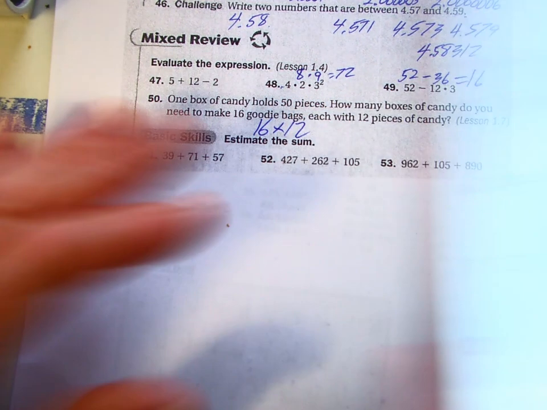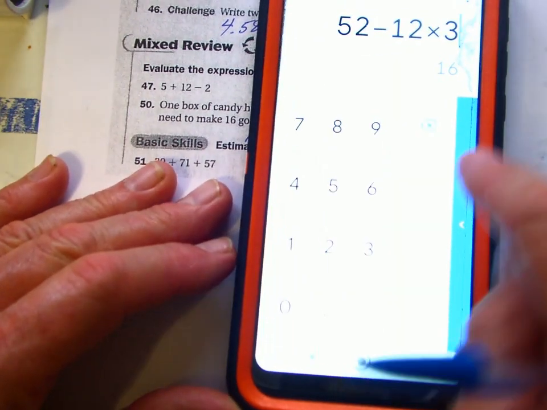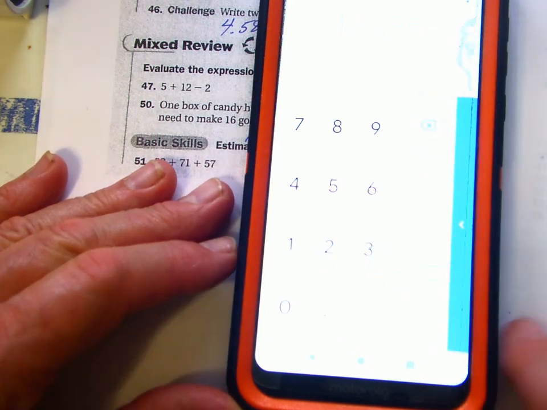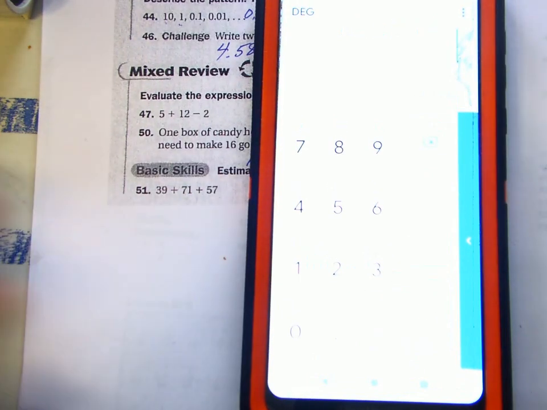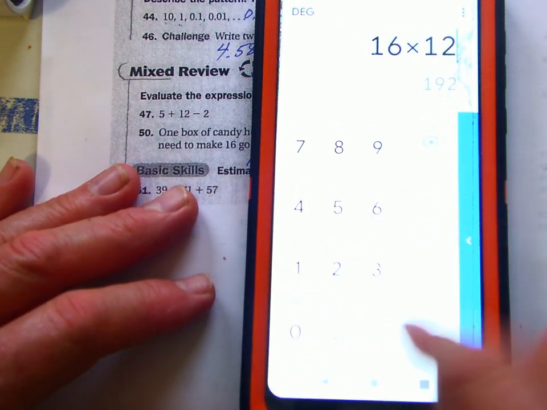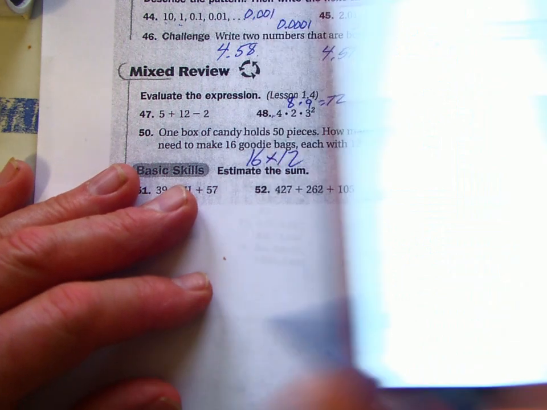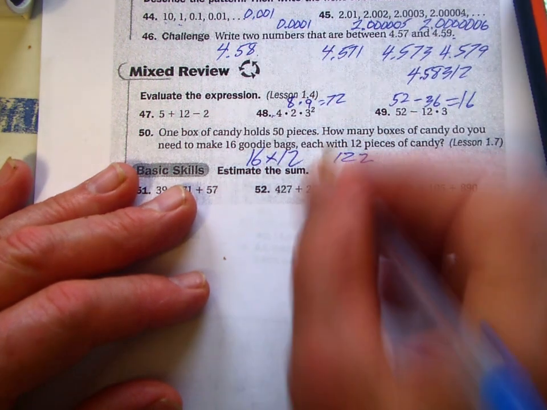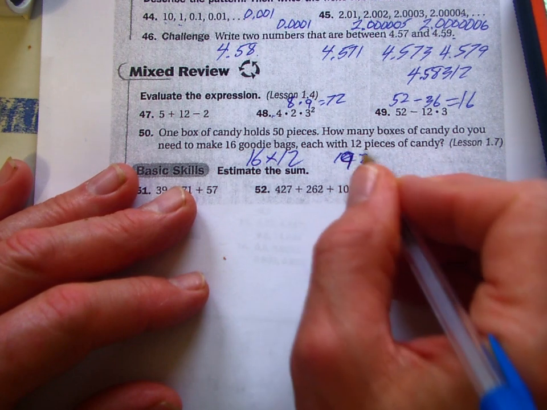So let's do that on my calculator here. How do we do this? I guess we go back like this. Okay, we're going to do 16 times 12. 16 times 12 equals. So now we got 192 pieces of candy, right? 192 pieces of candy.